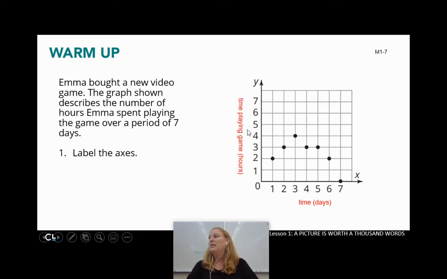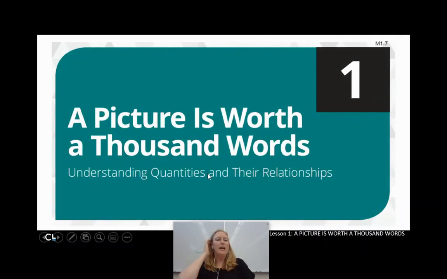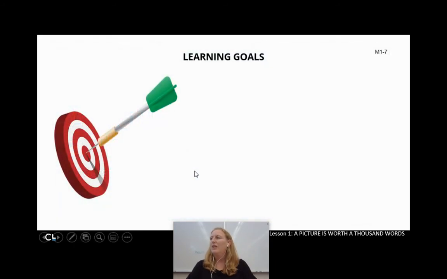So I labeled time playing video game, and I made sure I included hours so that if somebody's looking at this graph, they know what these units are: our x-axis is the time in days and our y-axis is the time playing in hours. So we're going to start looking at how to understand quantities and their relationships and why all of this stuff is important. This is day 1 of this lesson, and we will continue with day 2 later on. But for now, we'll get this party started.